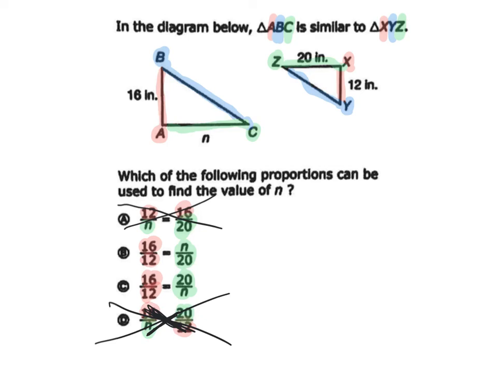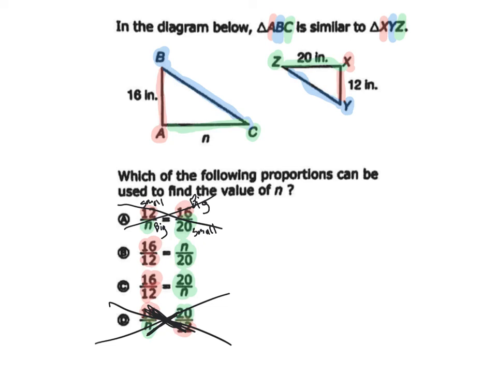Sometimes it does help to label. So since we saw that 12 was small, we could put small. 16 was big, we could put big. The N is in the big, 20 was in the small. So since smalls are across or diagonal from each other, it is not correct.